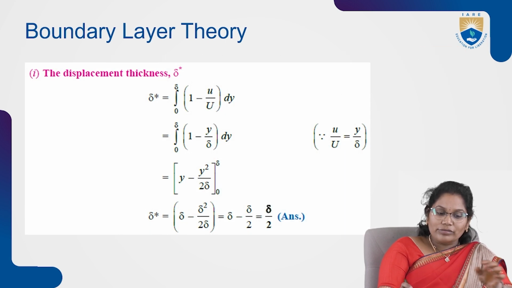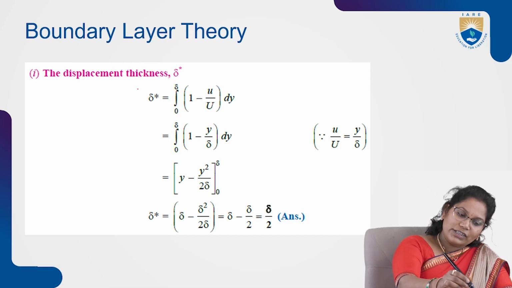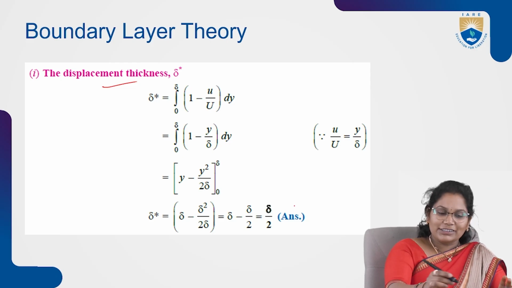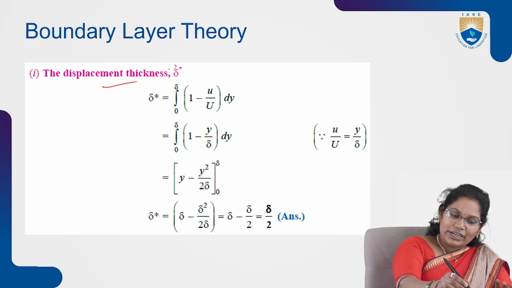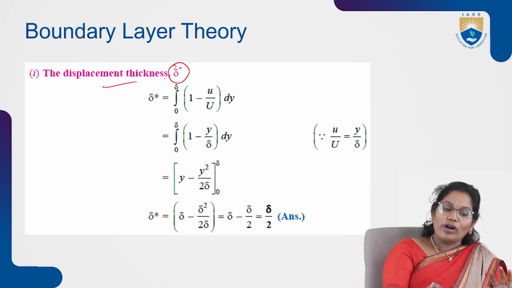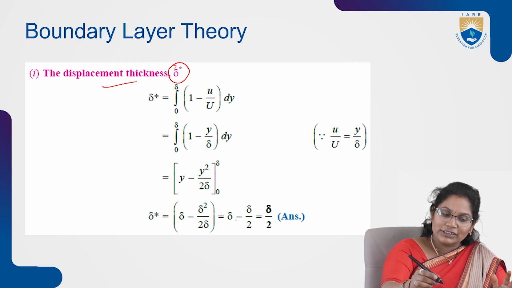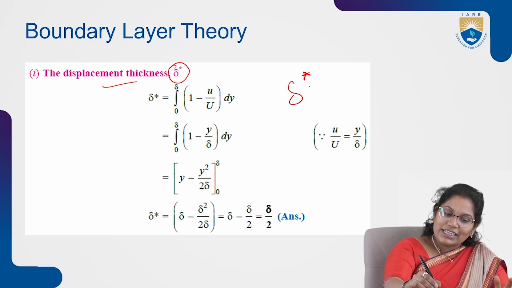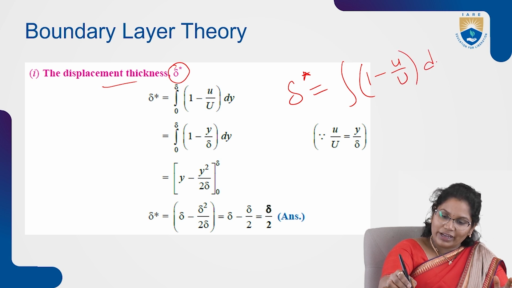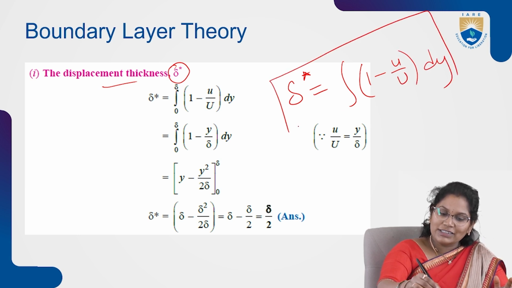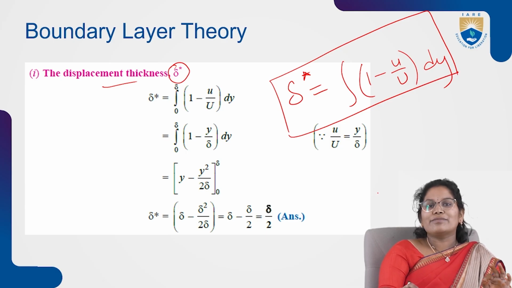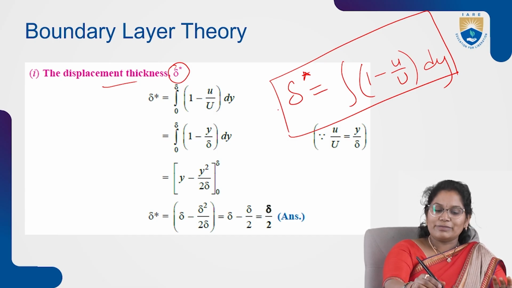See here, first we have to find out our displacement thickness, delta star. Here we notate displacement thickness with delta star. So what is displacement thickness in terms of boundary layer thickness? That is delta star is equal to integration of 1 minus small u by capital U into dy. This is the displacement thickness formula. Right?